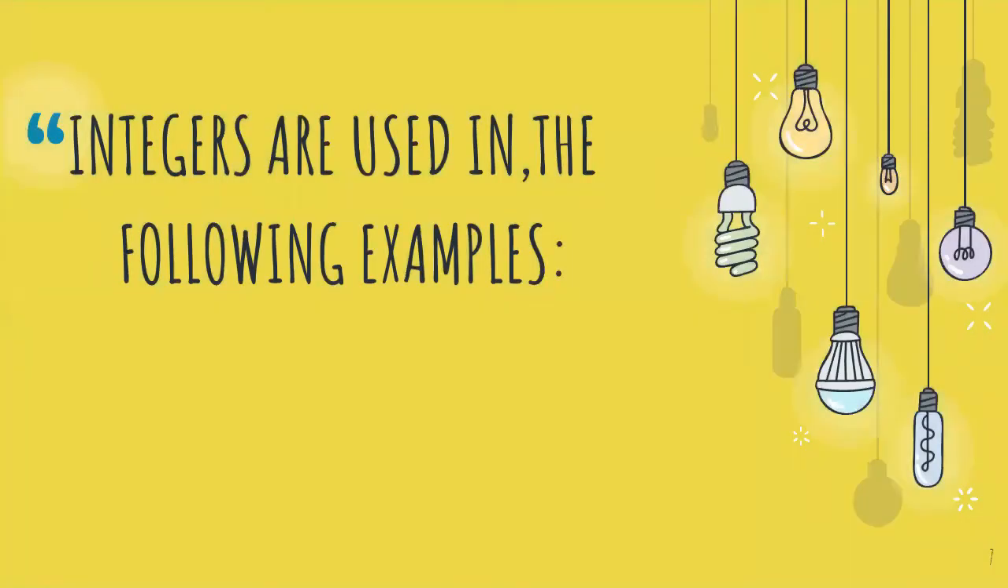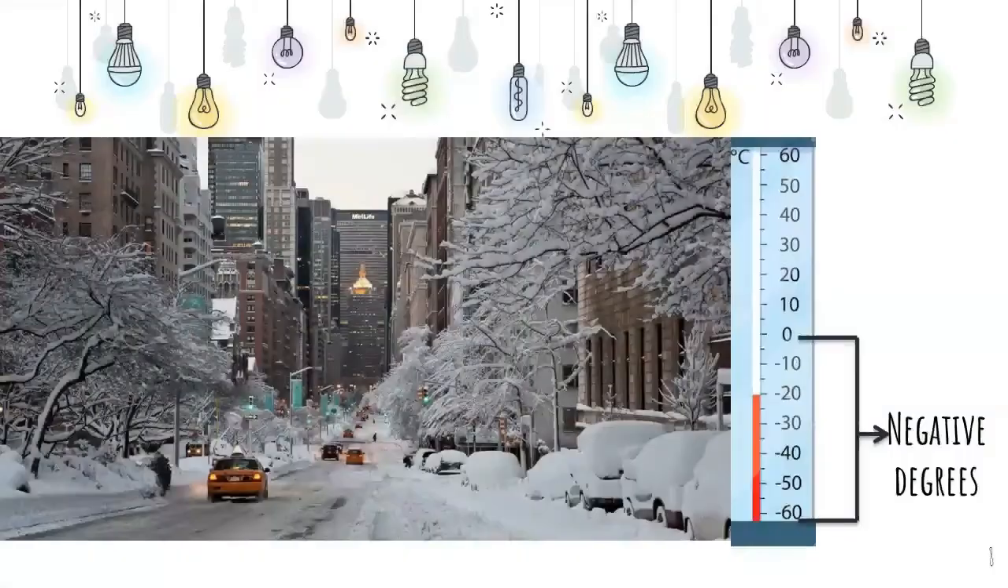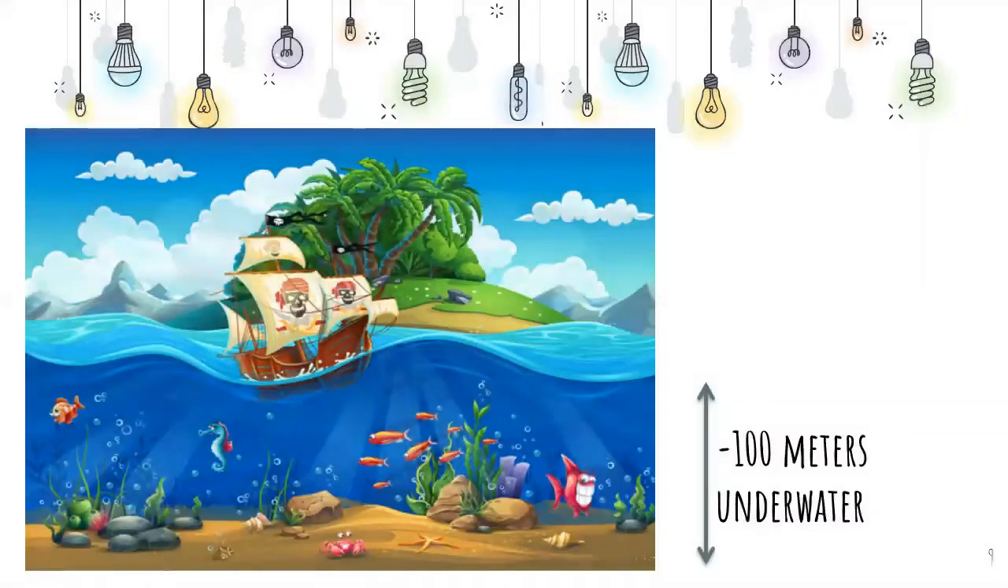Integers are used in following examples. For example, you live in a cold place like Norway. There the temperature in winters is very low, so we calculate that temperature in negative degrees. So for example, you dive deep into the water, you say that I dived -100 meters underwater.